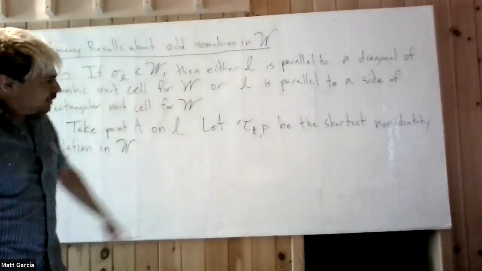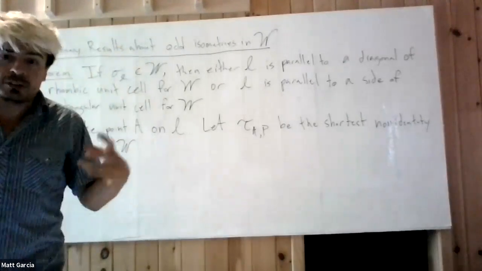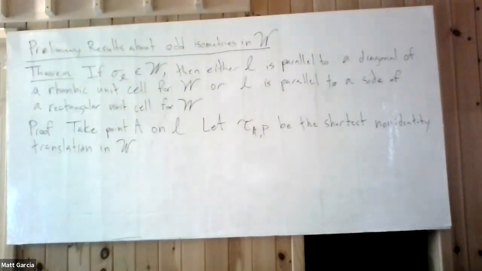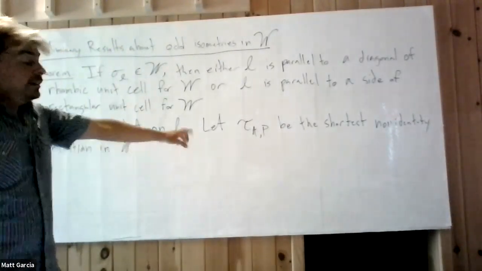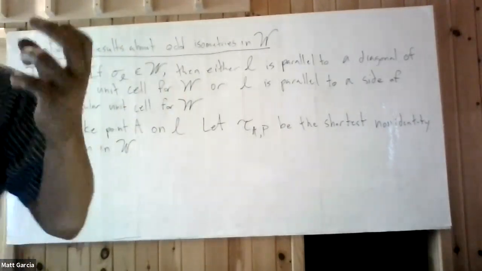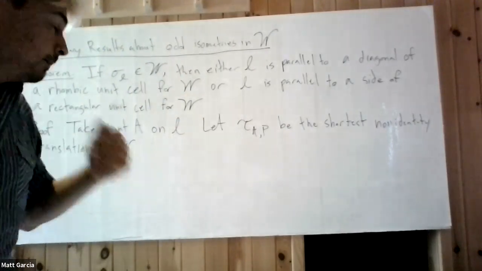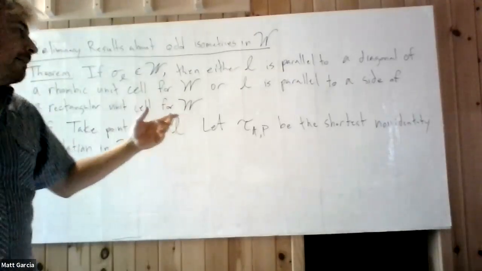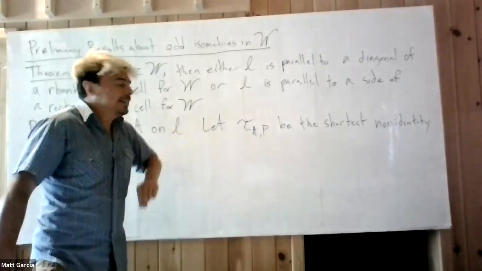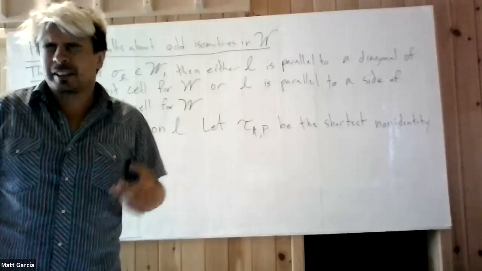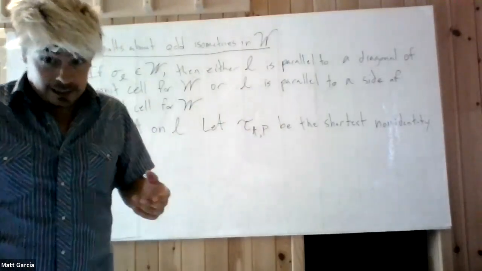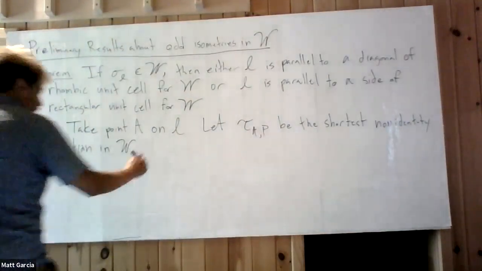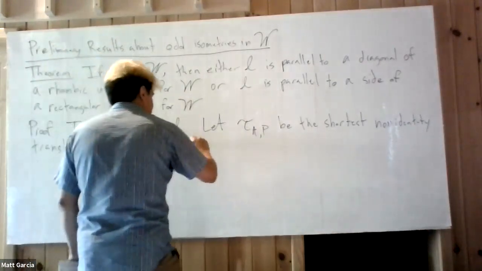Right? In a certain regard, I'm not constructing P explicitly here. I'm just saying, okay, taking an arbitrary point A on line L, I can find a P such that tau sub A comma P has the least magnitude translation vector in W. That is to say, this is the smallest translation that can be written tau 1 or tau 2 to the j times tau 1 to the I for some I and j. Okay. Then we have two cases.